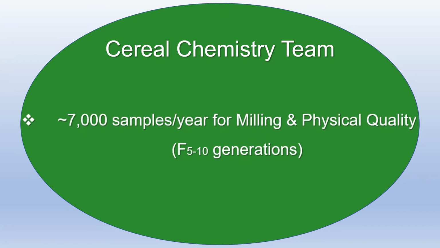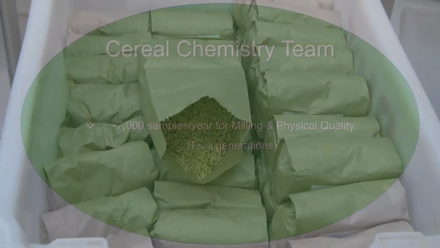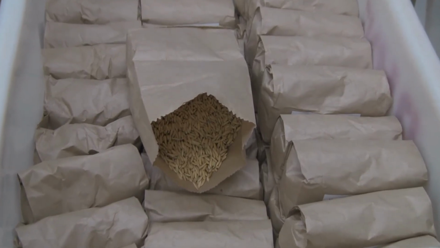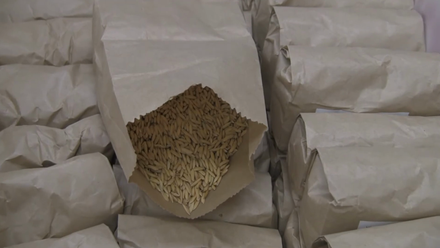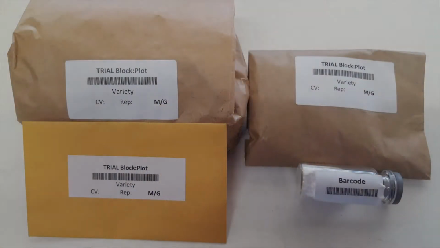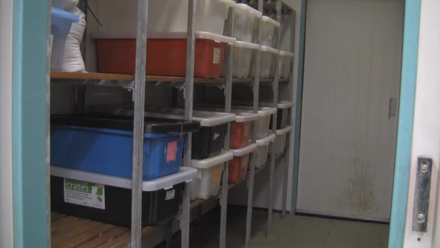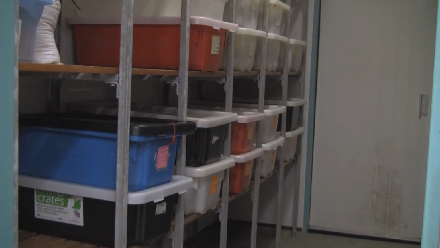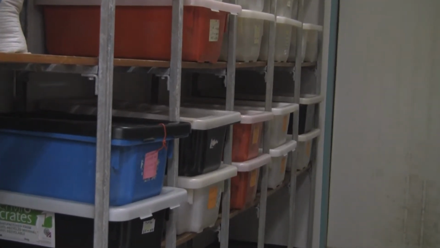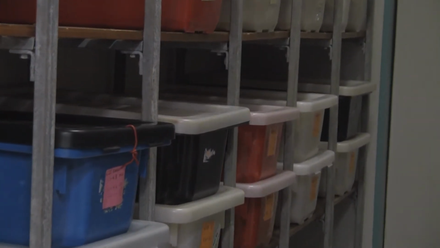Samples that come to the cereal chemistry team are prepared by the breeding team. They are dried to 14% or below, cleaned and labelled with individual barcodes. This makes it easier to track the samples through the quality evaluation process and minimises any transcription errors. The samples are then stored in a tempering room, which is maintained at constant temperature and humidity. The samples are stored there for at least a week. This allows the grain to stabilise.